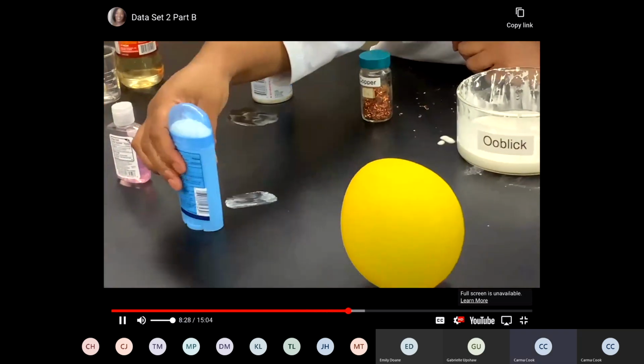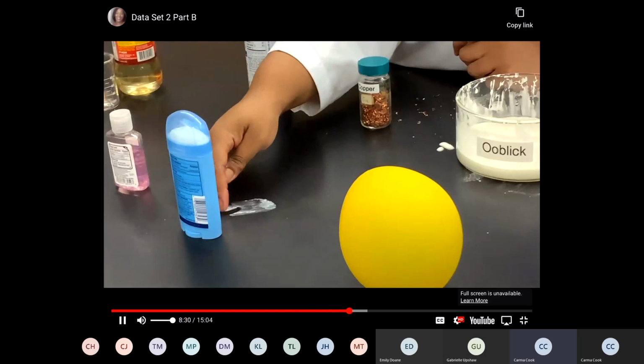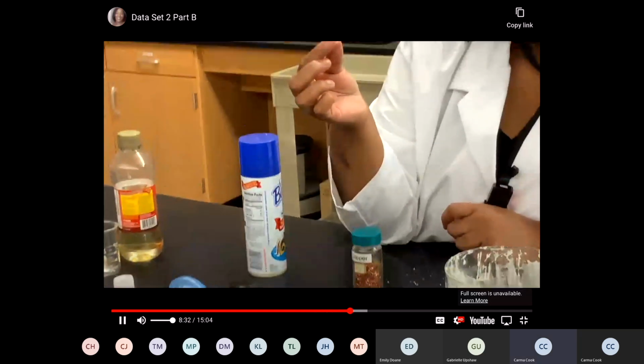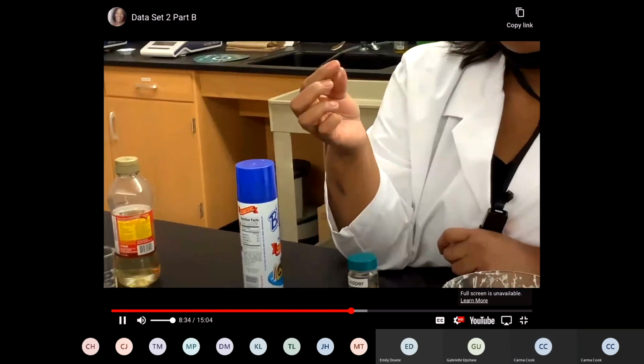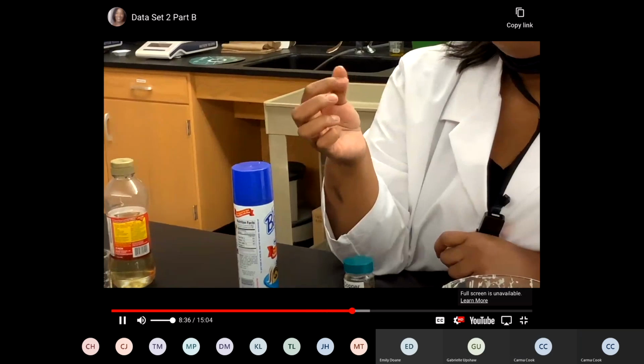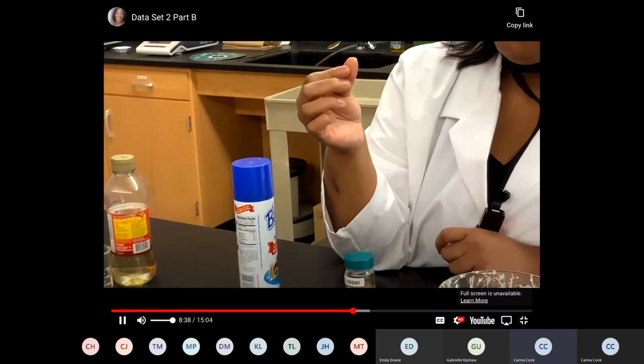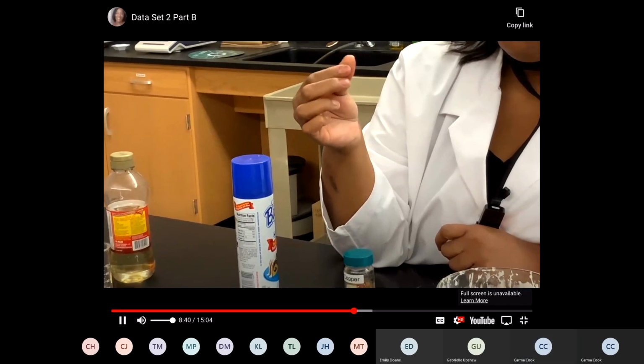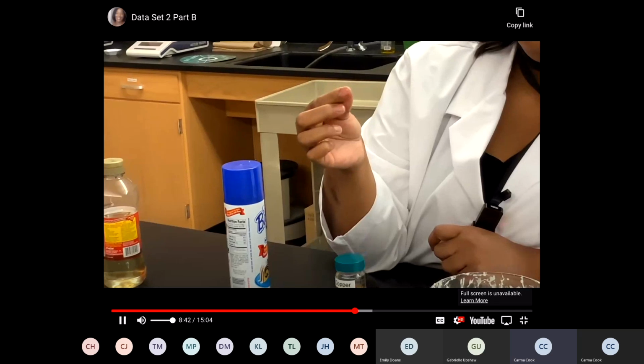Now I'm adding some of the deodorant to the table. The deodorant has a smooth, powdery feel. It's white in color, so it has a definite texture.